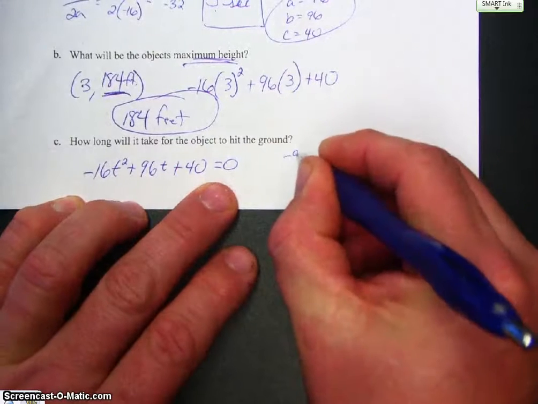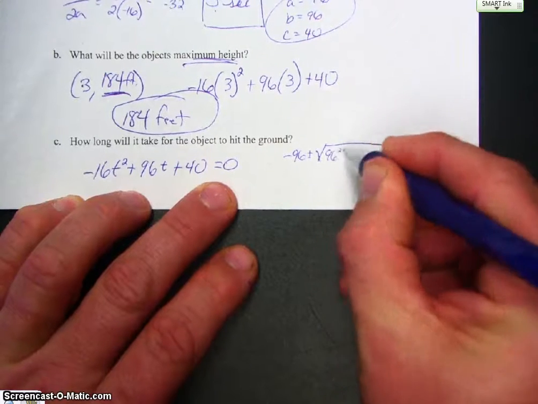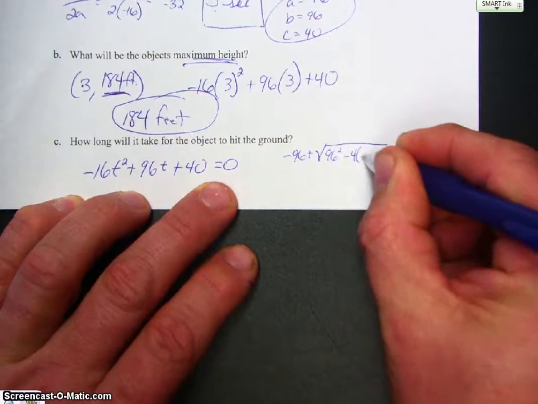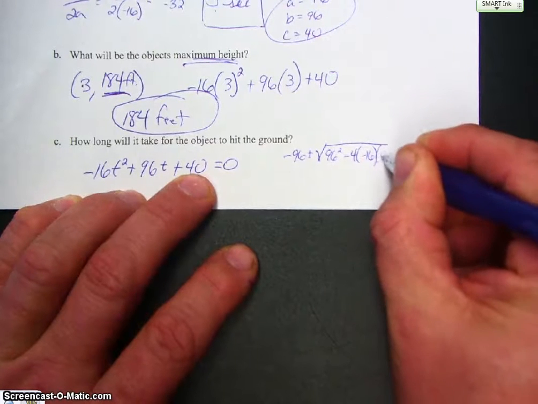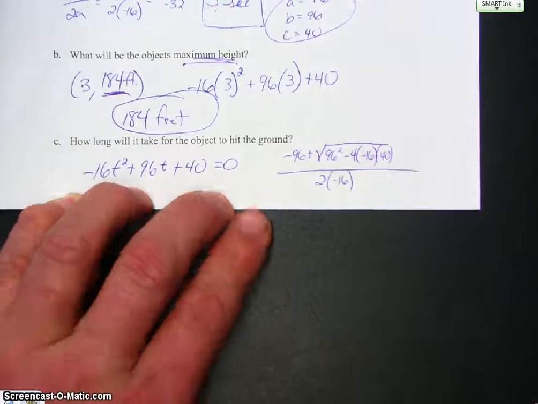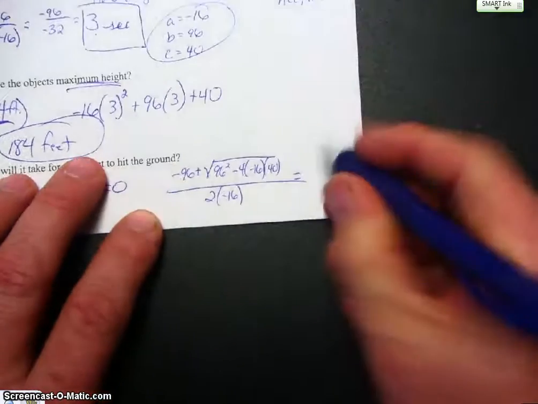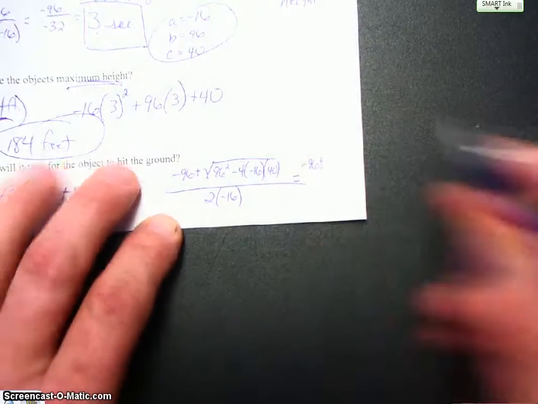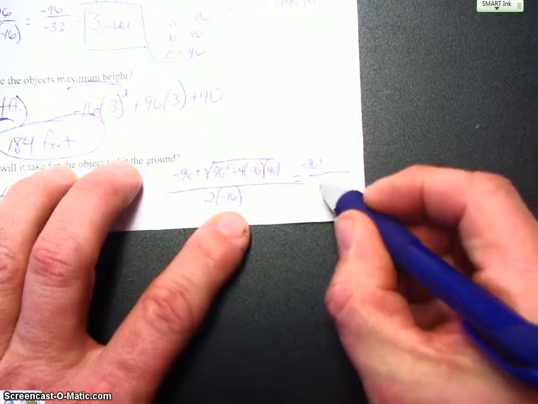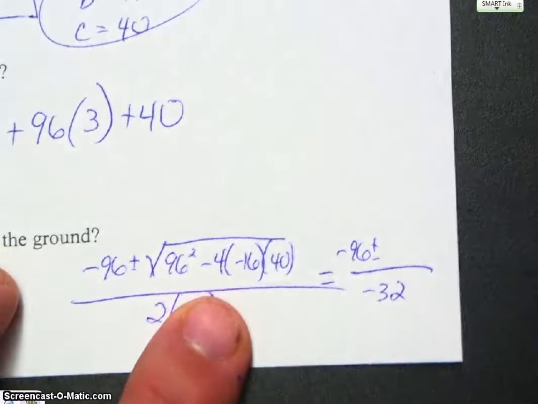So it'll be negative 96 plus or minus the square root of B squared, 96 squared, minus 4 times A times C, all over 2 times A. Okay. So let's see what that equals. So this will be negative 96 plus or minus the radical, all over negative 32. Let's do the radical here.